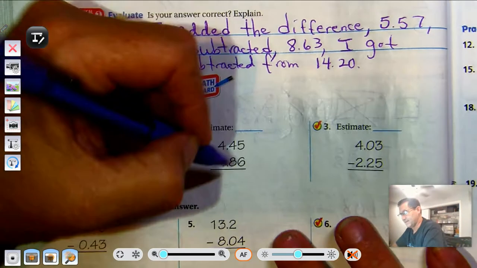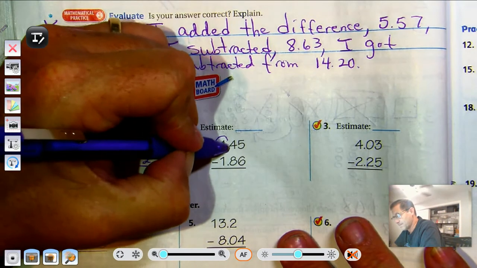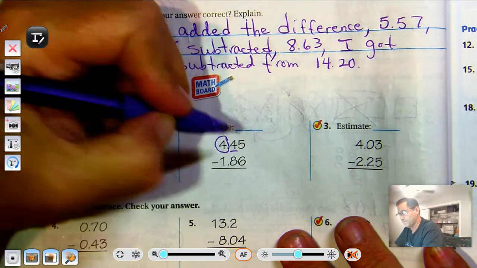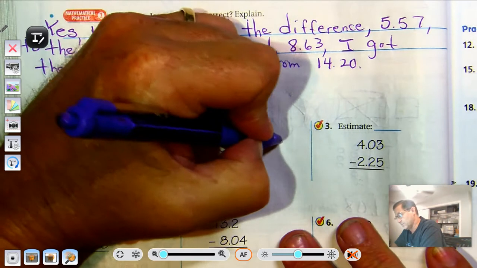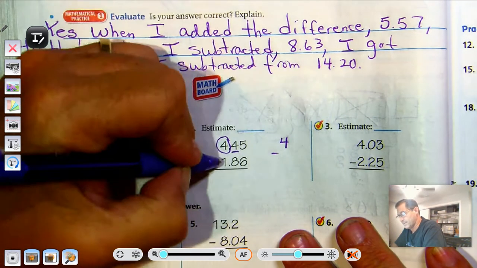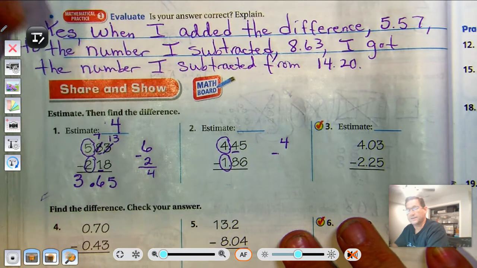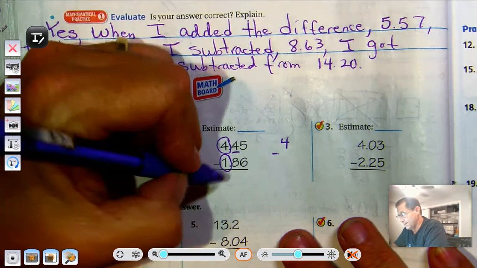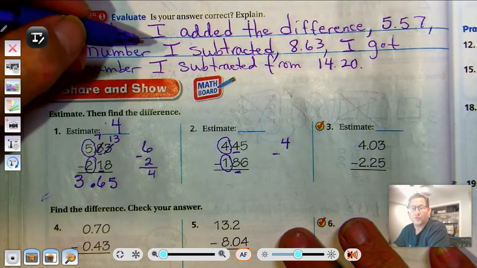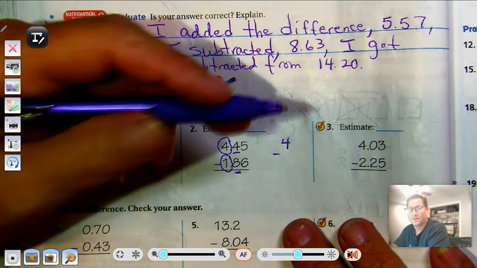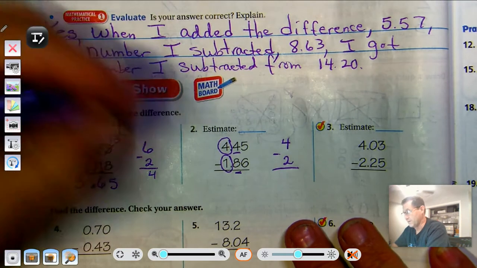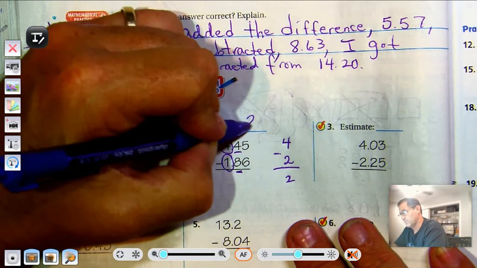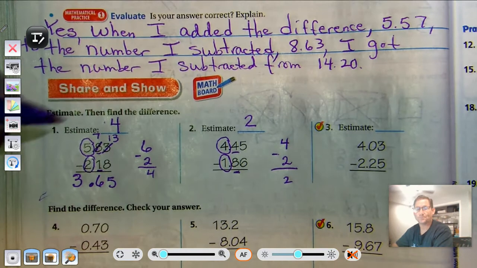All right, let's estimate this one. 4, well, the digit to the right is less than 5, so let's keep it 4. The digit 1, the digit to the right is 8, which is greater than 5, so let's add 1 to that and round up. So 4 take away 2. So we're looking at an answer about 2.